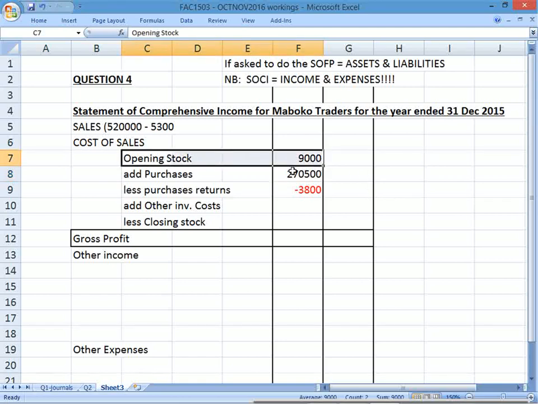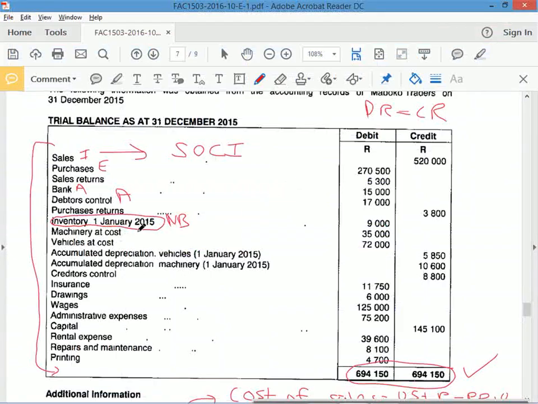Opening stock. Beginning of the year is 1st of January. End of the year is December. There's the beginning. Machinery, what is it? Asset, don't need. Vehicles, what is it? Asset, don't need. Accumulated depreciation, what is it? Negative asset, don't need. Creditors? Liability, don't need. Insurance? Good, do need.